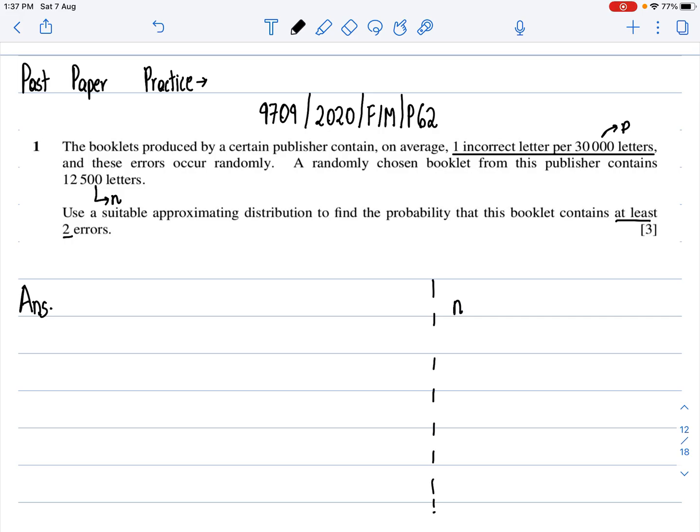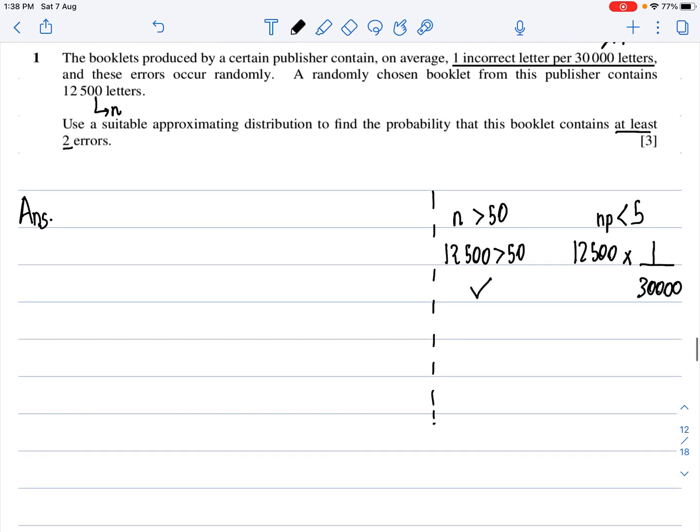See, basically it needs to match the conditions. First you have your n, which is more than 50. Correct? In this case your n is 12,500, which is more than 50. So this condition is satisfied. The second condition is your np should be less than 5. Okay? So your n in this case is 12,500 multiplied by the probability you have, which is 1 over 30,000.